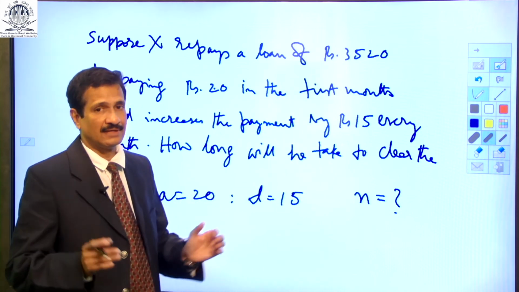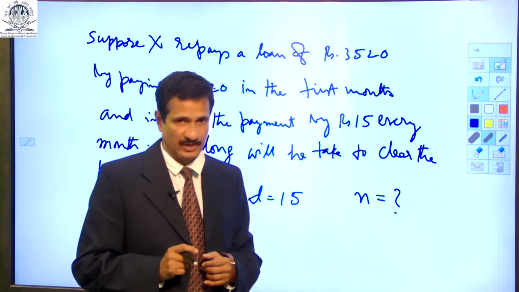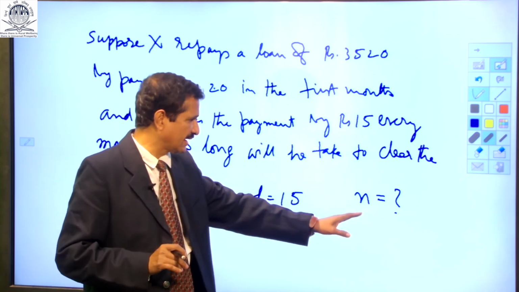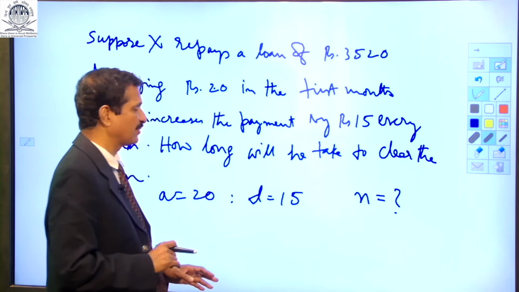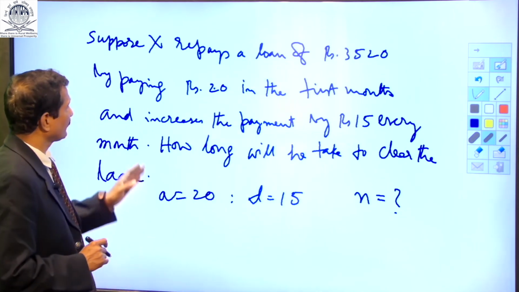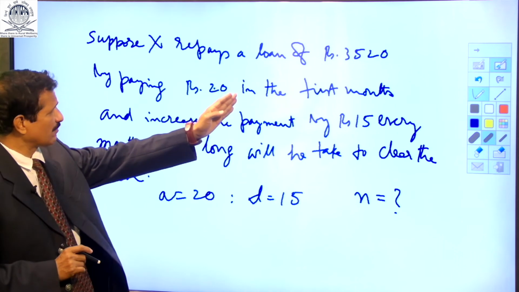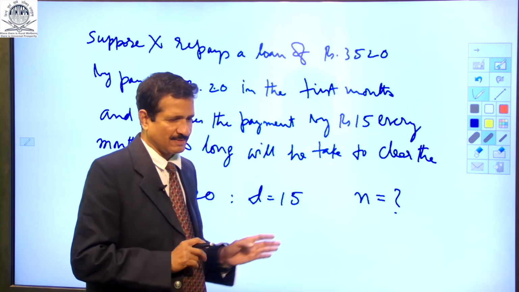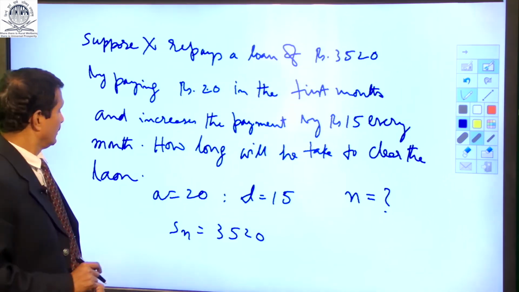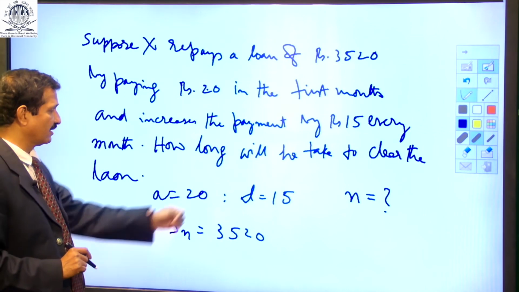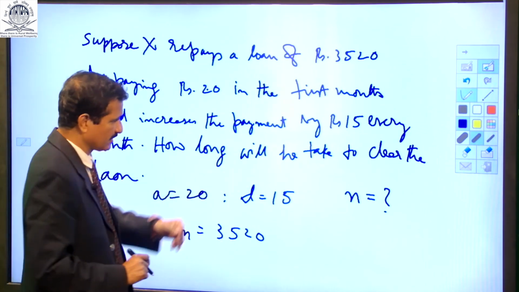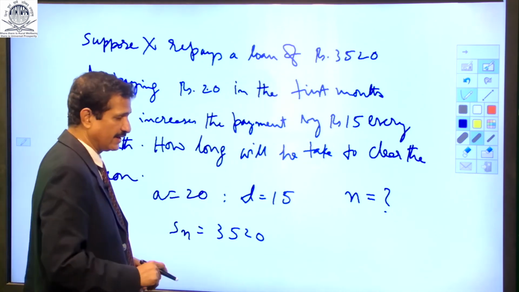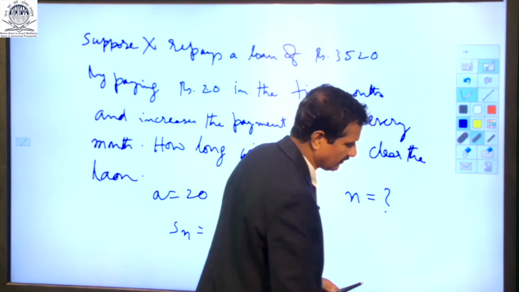You have to find the time period during which he is able to repay this. So let us say this is unknown to us, so we keep it as a question mark. N is unknown to us. Let the period be N. So now the total amount of loan is 3,520. Let us now take this problem and solve it. Having known that the initial amount is 20, the common difference is 15, the term is n, and the Sn, that is the sum to n terms, is 3,520, let us now calculate the value of n from this.